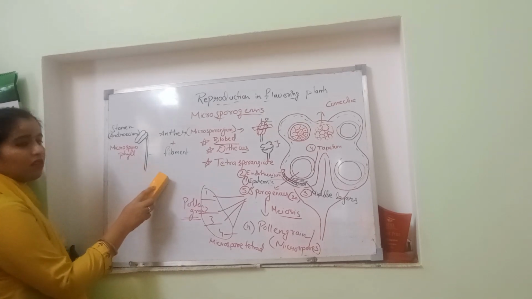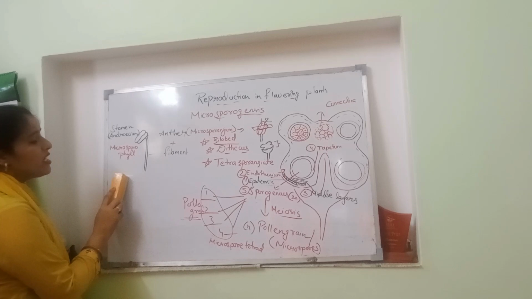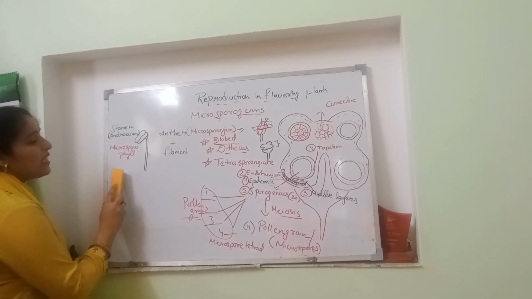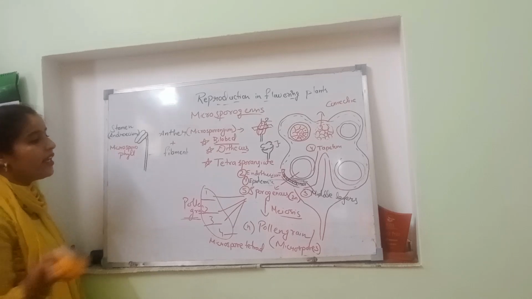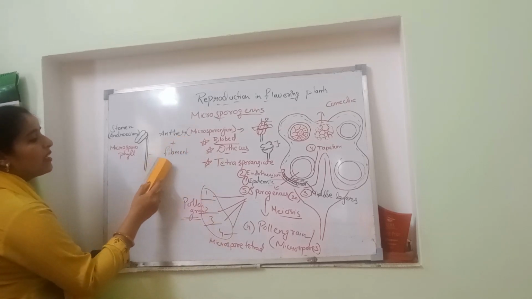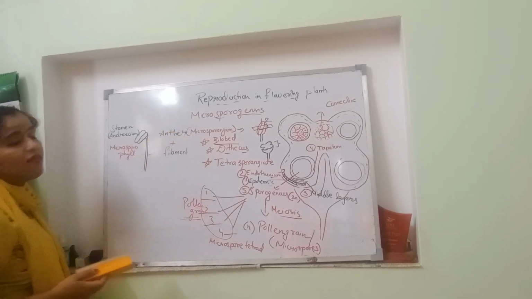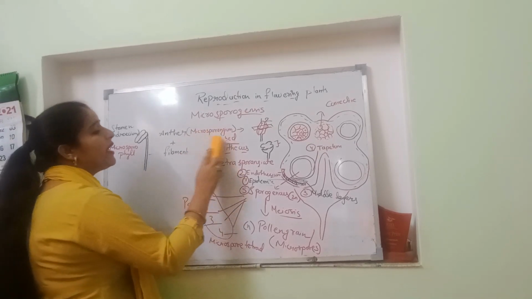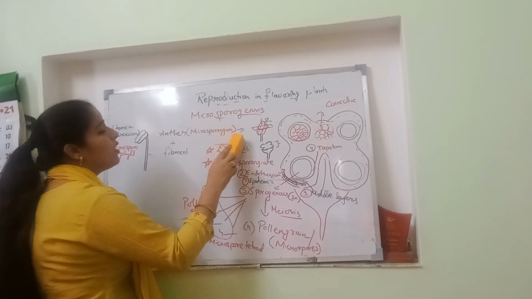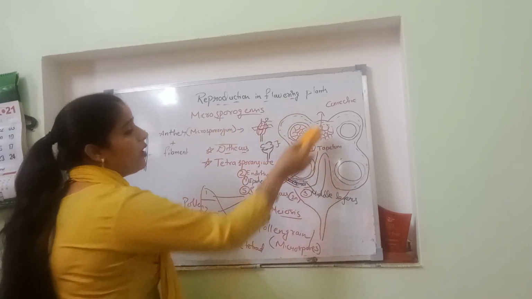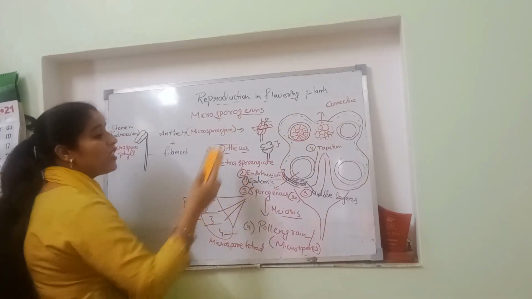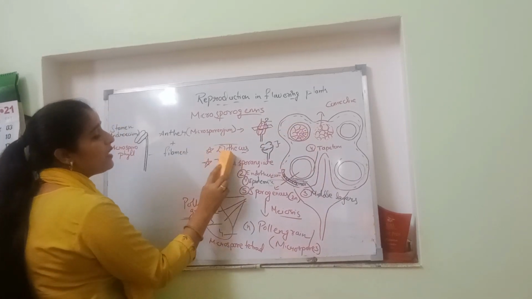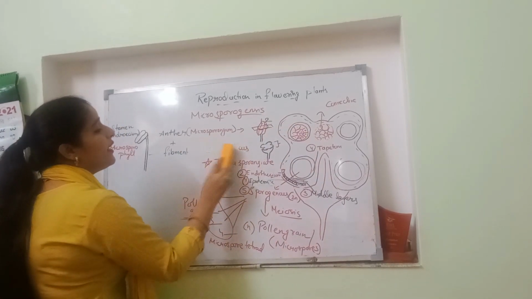Stamen and anther. Stamen is a microsporophyll. This microsporophyll contains a sterile part that is the filament, and the anther, which is a fertile part. Anther is bilobed. Why am I saying it is bilobed? Because it has two lobes. Each lobe has two sporogenous cell layers. Hence it is dithecous.